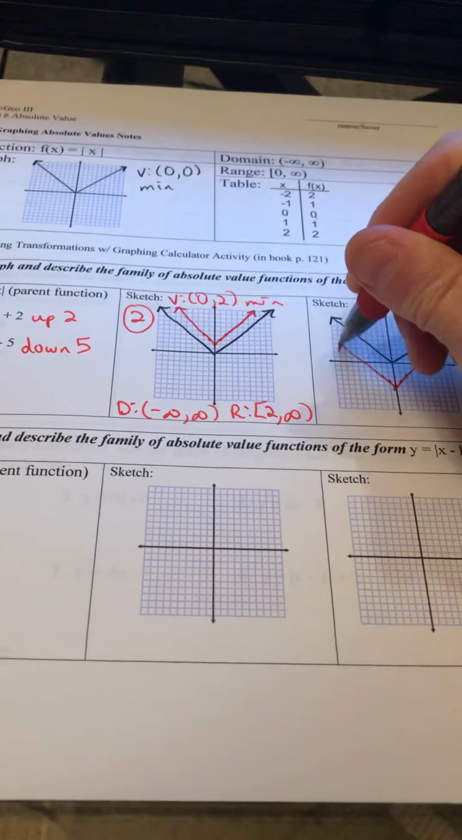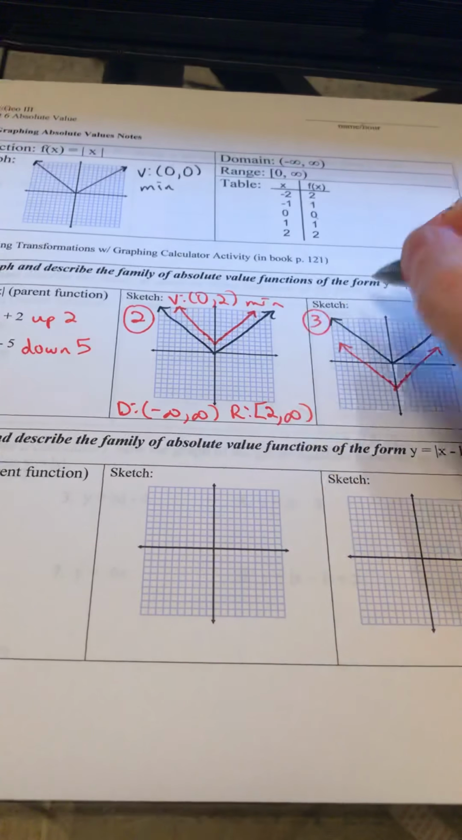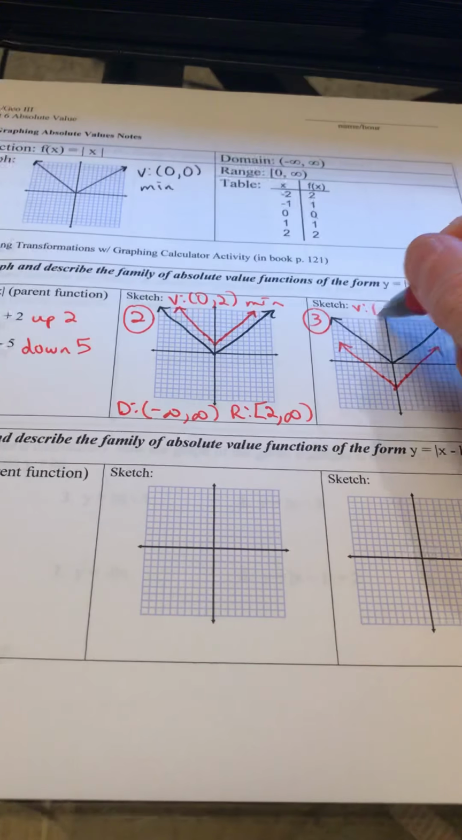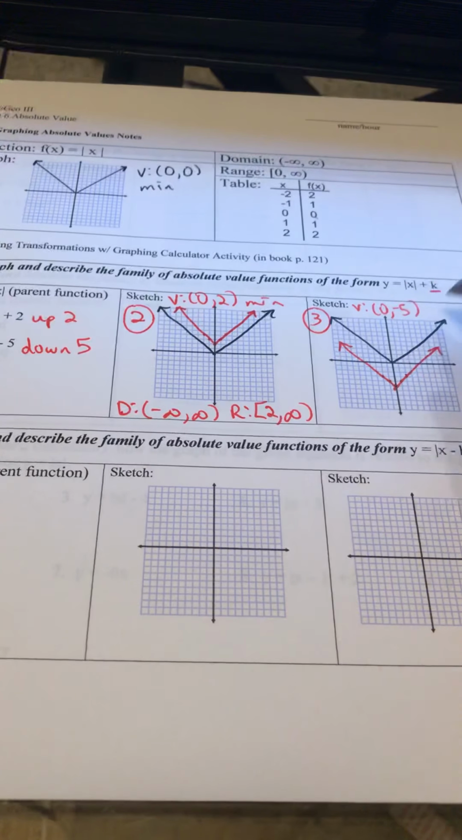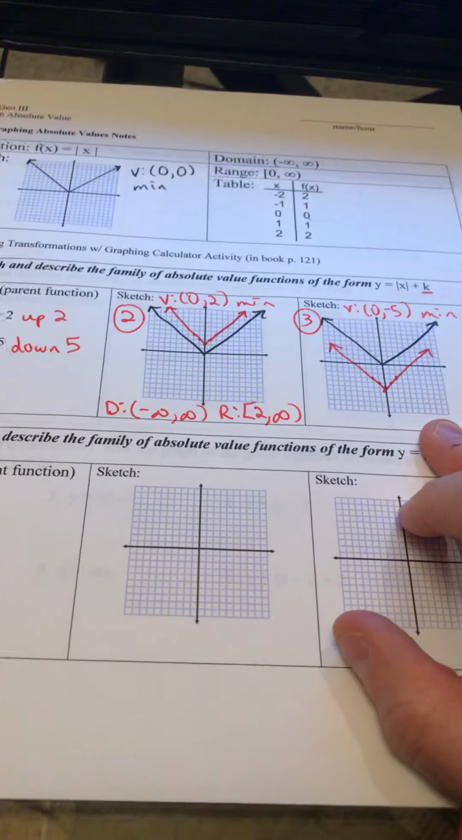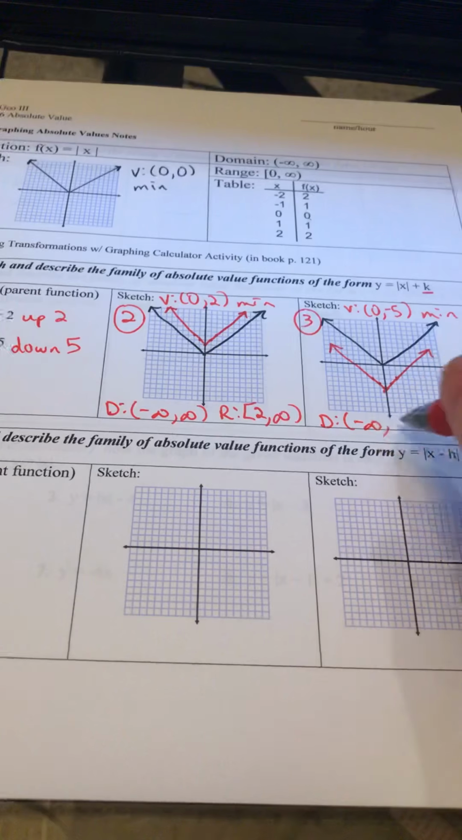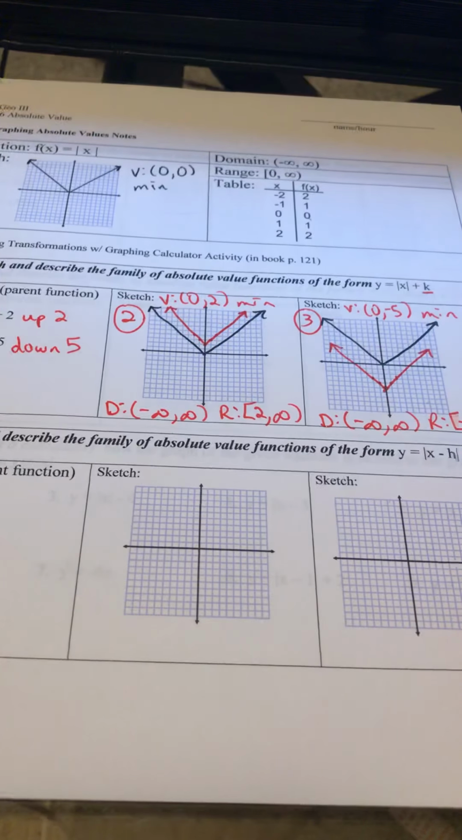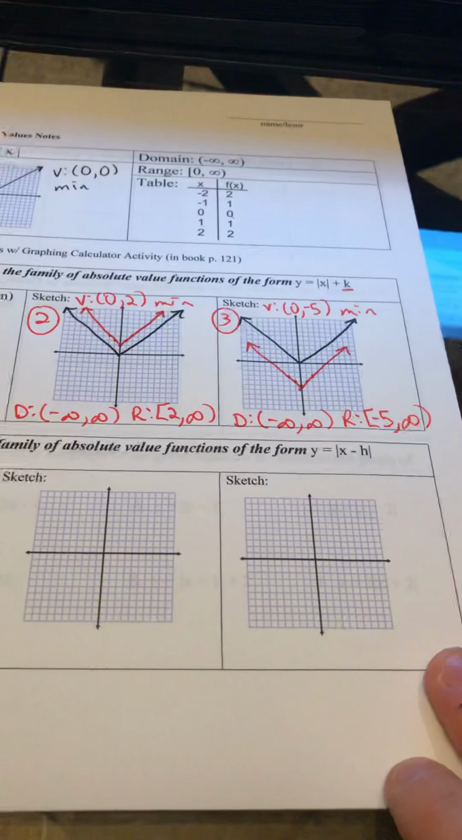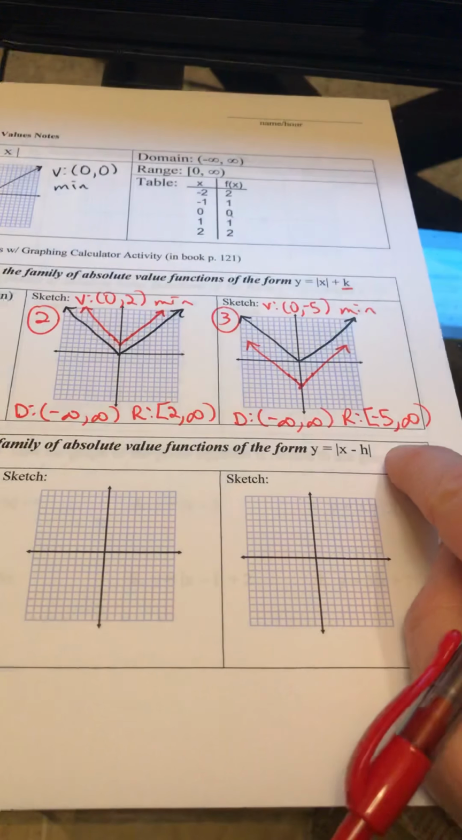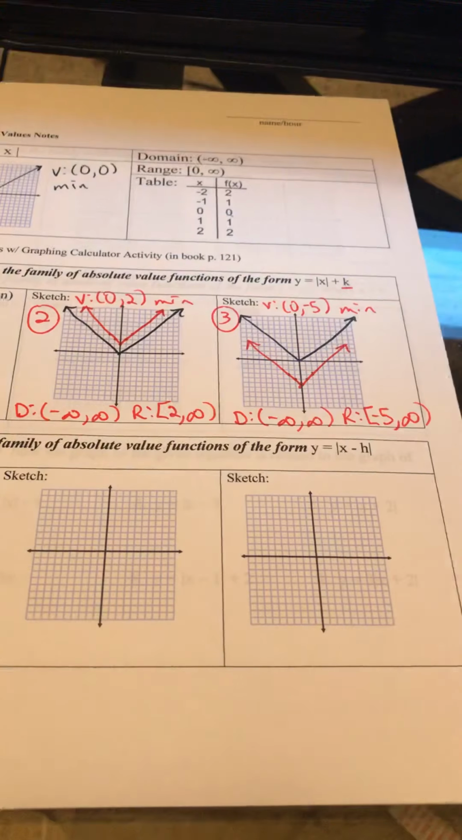Now, in terms of what we end up with, our vertex, when you shift it down, is 0, -5. Again, it's still at the bottom, so it is a minimum. Now, domain, once again, never changes, negative to positive infinity. Your range is -5 because it shifted down to positive infinity. So that's what happens when you shift things either up or down.